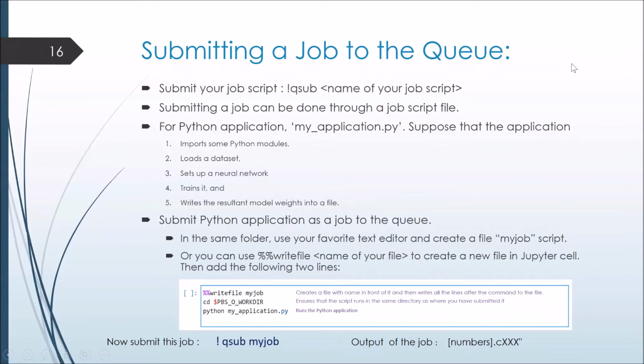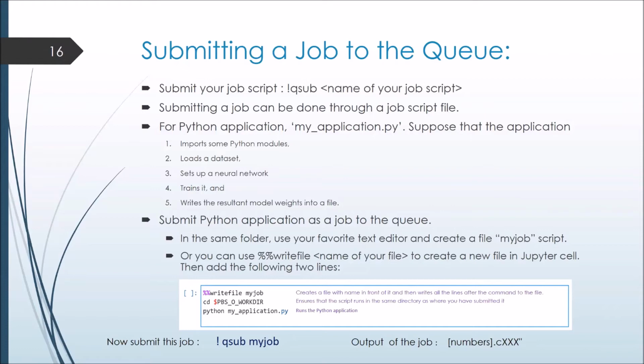The command to submit your JavaScript to queues is exclamation mark qsub, the name of JavaScript. As mentioned before, submitting a job can be done through a JavaScript file. For example, for a Python application named my application.py, suppose that the application consists of, for example, importing some Python modules, loading the data set, setting up a neural network, and etc. For this purpose, submit the Python application as a job to the queue.